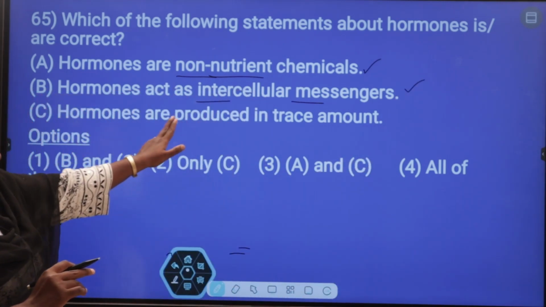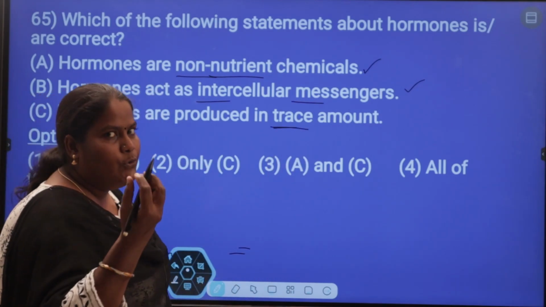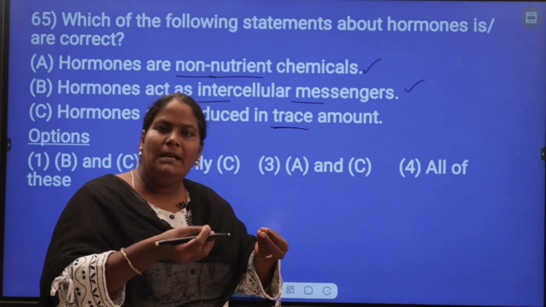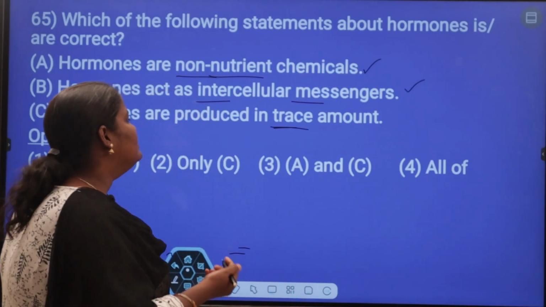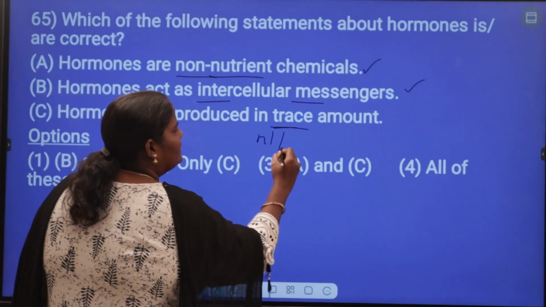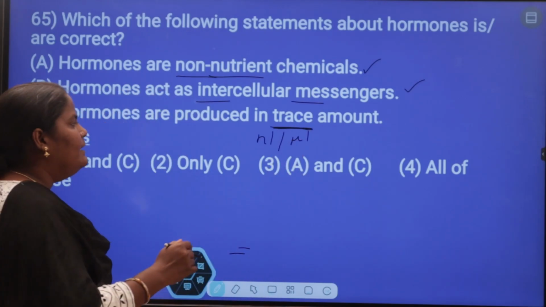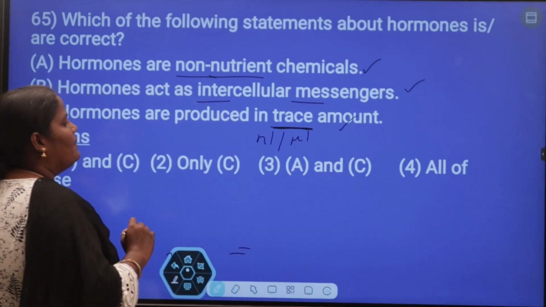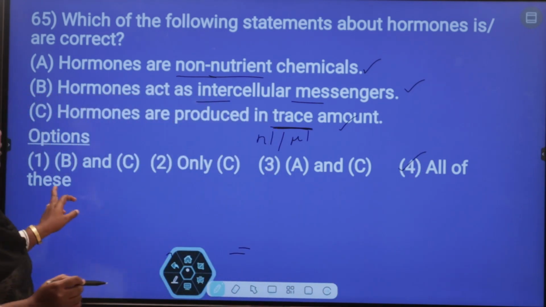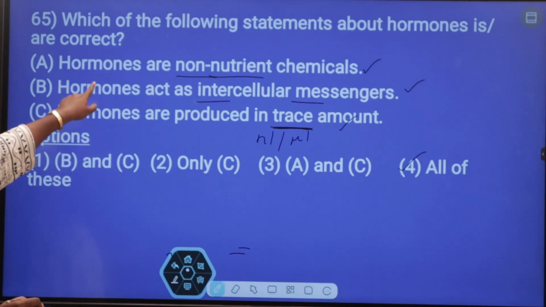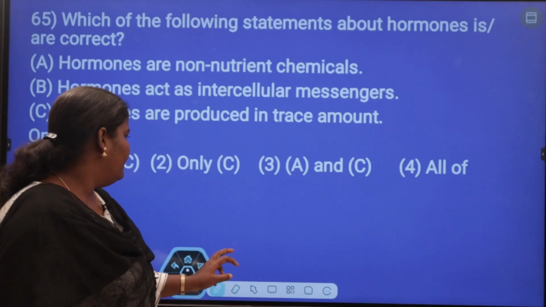Third one, hormones are produced in trace amounts. The term trace amount refers to the basic units in biological, especially human, samples. Hormones are present in nanoliters or microliters, and this is represented by the term trace amount. Yes, the statement is also right. So the correct statement about hormones is option 4, all of the above. A, B and C are all right statements.